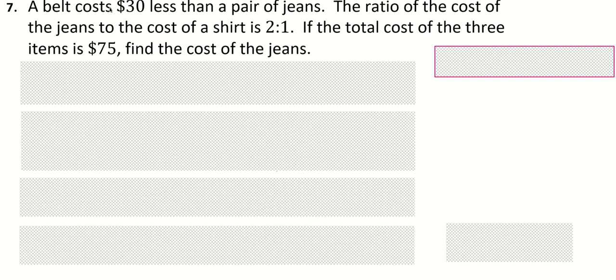So what do we have so far? A belt costs $30 less than whatever a pair of jeans costs. So we're not saying the belt costs $30. We're saying whatever the jeans cost, the belt is $30 less than that. And then the ratio of the cost of the jeans to the cost of a shirt is 2 to 1. Oh, maybe I'll get to that right now. That just means that the jeans are going to cost twice as much as a shirt.